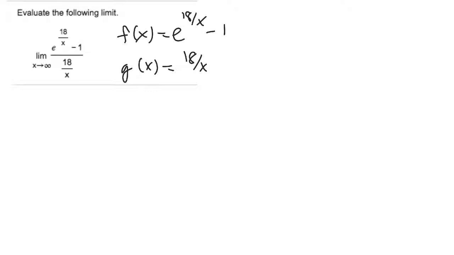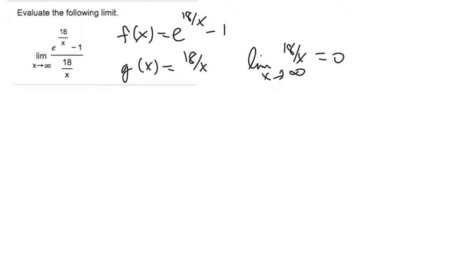And if we look, we can see that the limit as x goes to infinity of g of x, so 18 over x, is equal to 0. This is an example where we have a constant numerator 18 and a denominator that's going to infinity. So whenever we have a constant divided by something that's getting larger without bound, that quotient is going to 0.